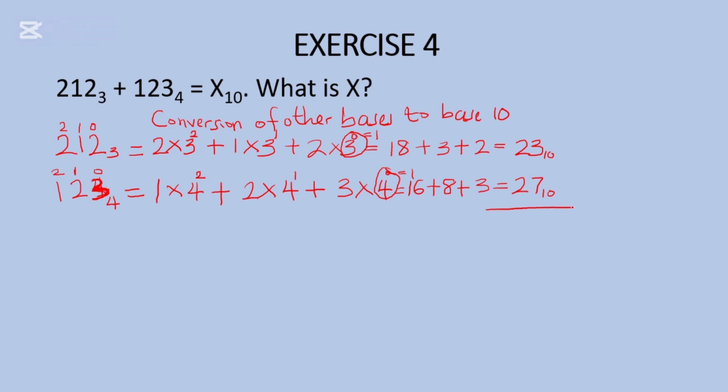So now it's easy to add. We can then add 23 plus 27 in the usual ways. Remember that the usual numbers are in base 10, and then you get 50 to base 10. So if you compare this with what the question wants us to find, what number it will be if it is base 10, that confirms to us that x is 50.